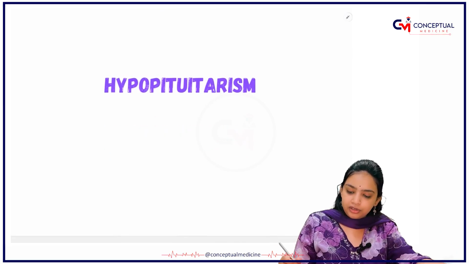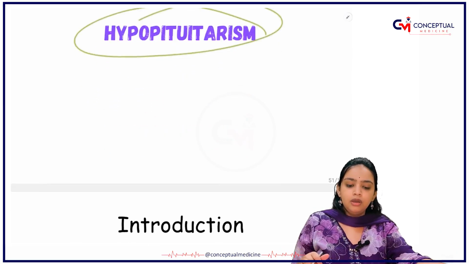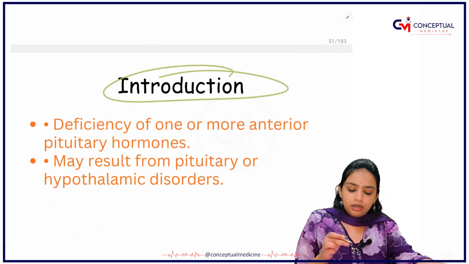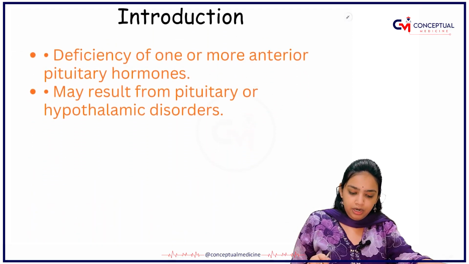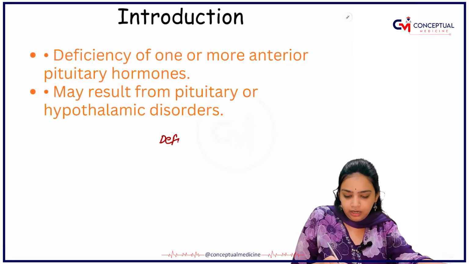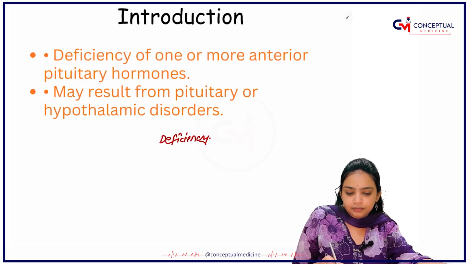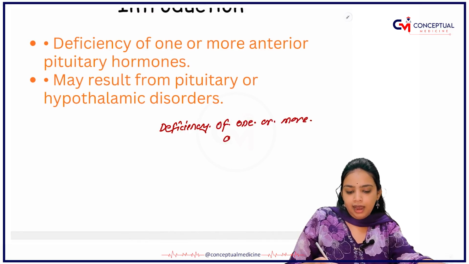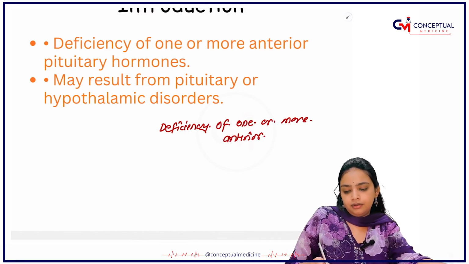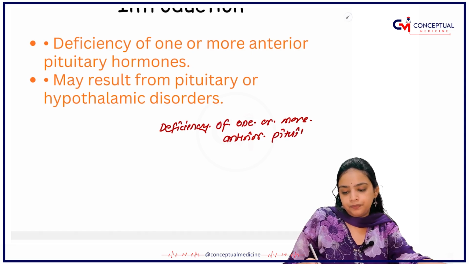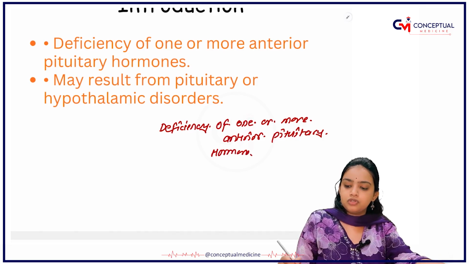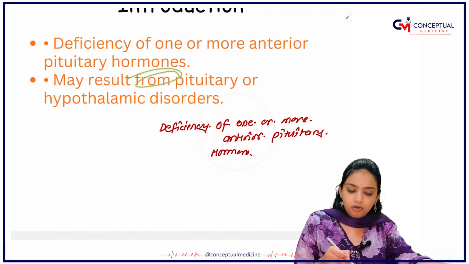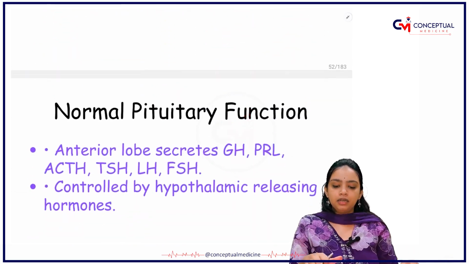Now we are moving on to the next topic, that is the topic of hypopituitarism. So if I talk about it, then it is what? There is a deficiency of one or more anterior pituitary hormones, which results from the pituitary or the hypothalamic disorders.